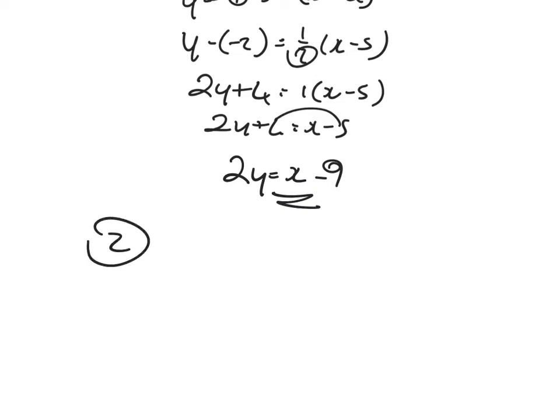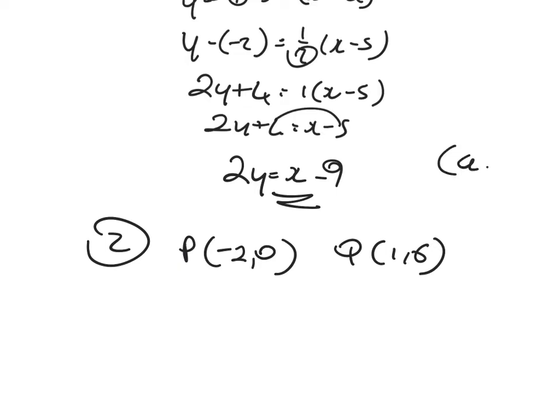Example 2. Find the equation of the line passing through the point P, which is (-2, 0), and the point Q, which is (1, 6). So remember, to find the equation of a straight line, we need any point (a, b), and we need to find the gradient. Well, we've got more than we require in terms of points. We've got 2. So eventually we'll choose one of those points. Now, we also need the gradient.